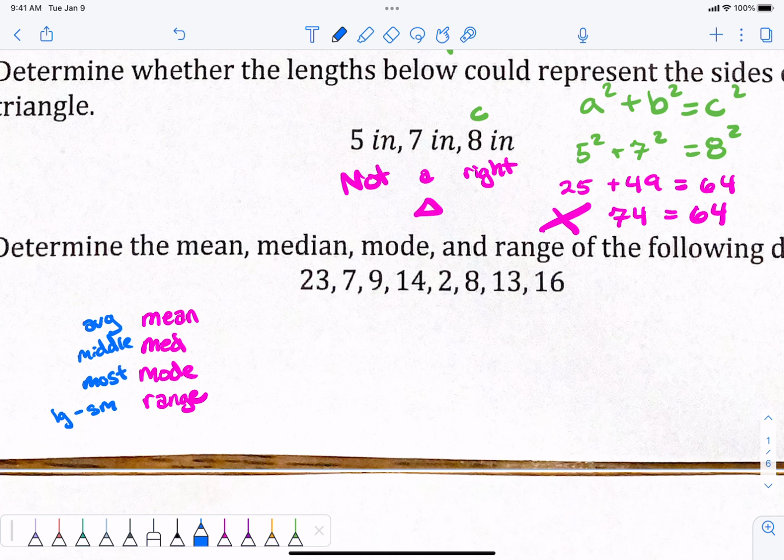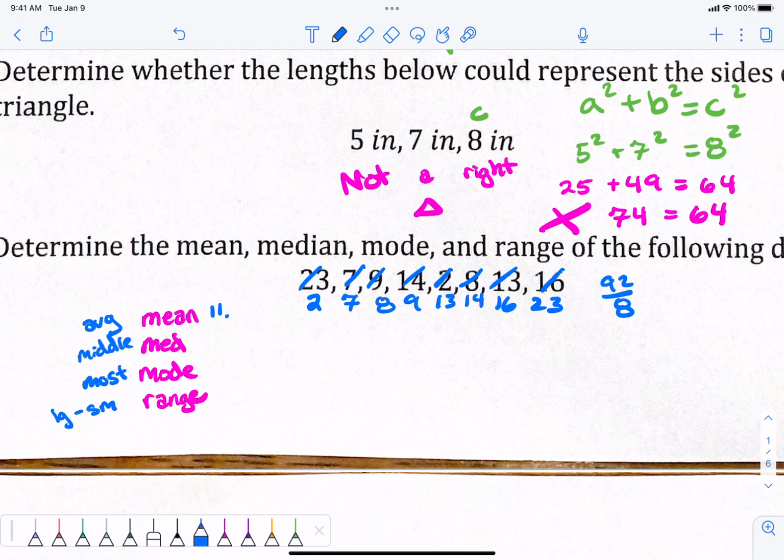The smallest number is 2, and then 7, and then 8, 9, 13, 14, 16, 23. Okay? Now, for the mean, if we add them all together, 2 plus 7 plus... It's 92? Perfect. I couldn't remember. I knew it was close to that. 92 divided by 8.